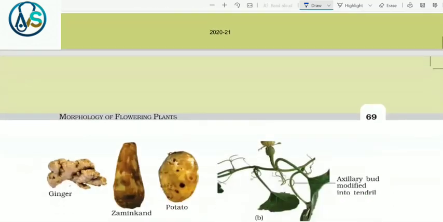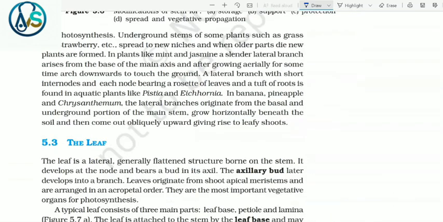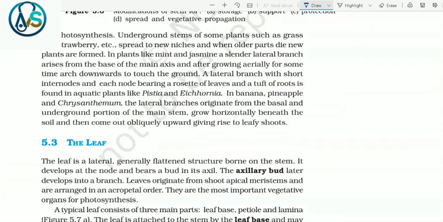They contain chlorophyll and carry out photosynthesis. Underground stems of some plants such as grass and strawberry spread to new niches, and when older parts die, new plants are formed. In plants like mint and jasmine, a slender lateral branch arises from the base of the main axis and, after growing aerially for some time, arcs downwards to touch the ground.